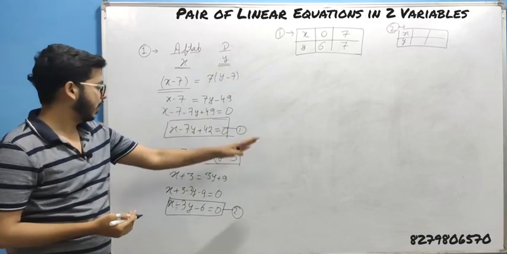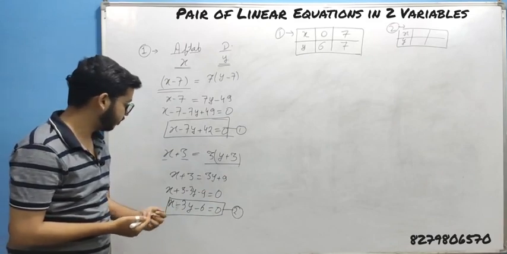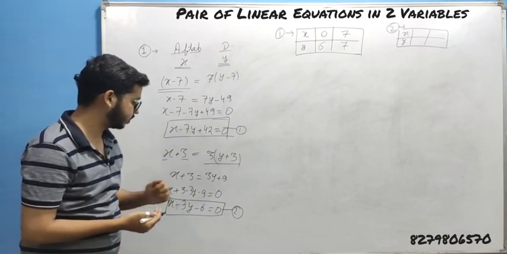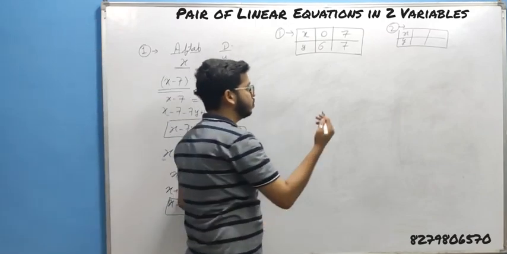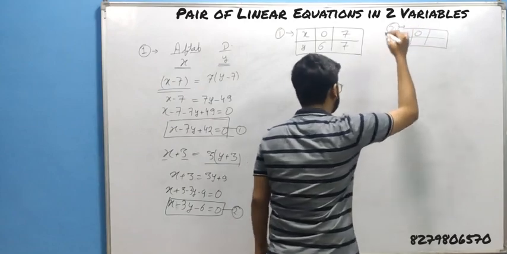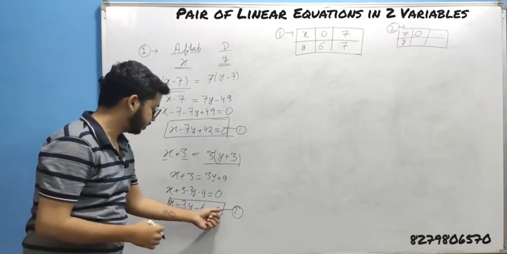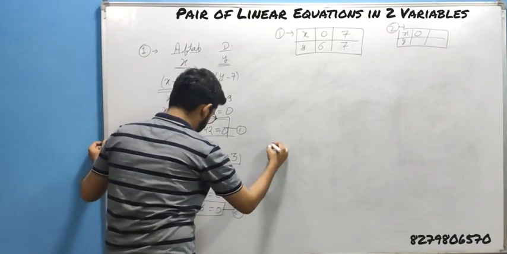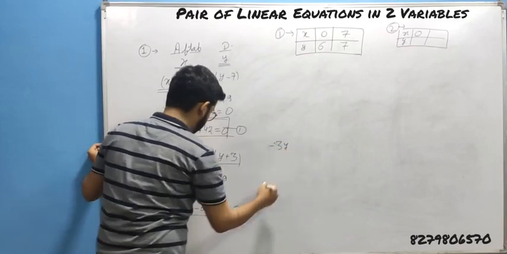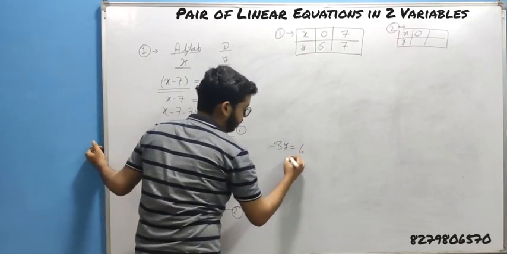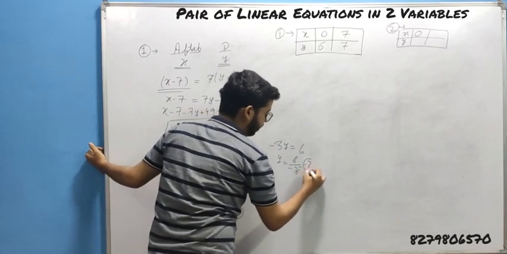Now let's come to equation number 2. What is our equation number 2? x minus 3y minus 6 is equal to 0. First we put x is equal to 0. If we put x is equal to 0, what will we get? You can solve it here. x is equal to 0, then minus 3y is equal to 6, and y is equal to 6 upon minus 3, that is minus 2.